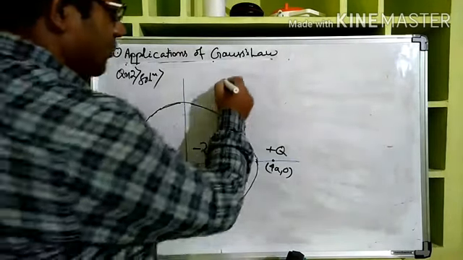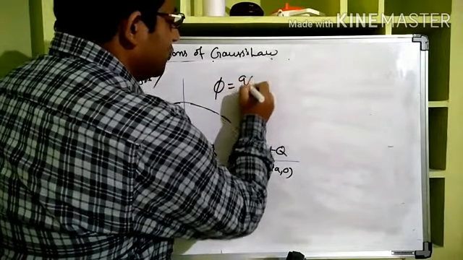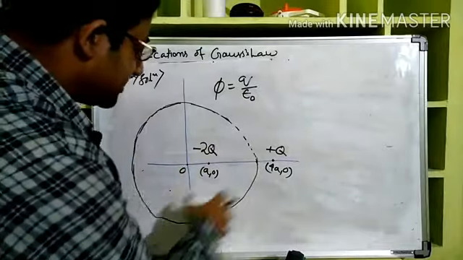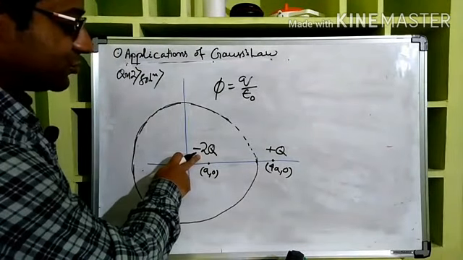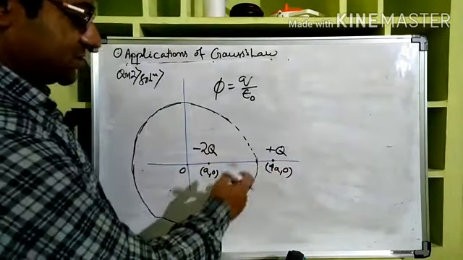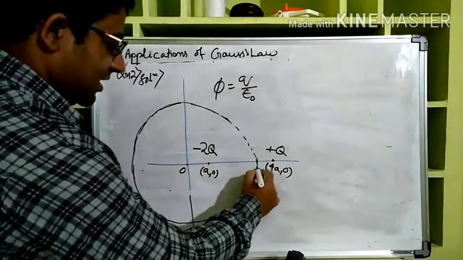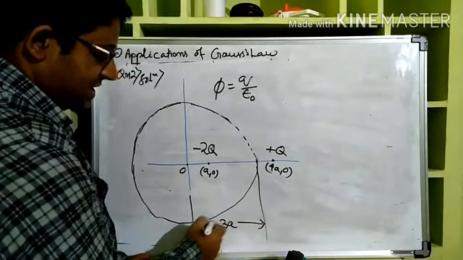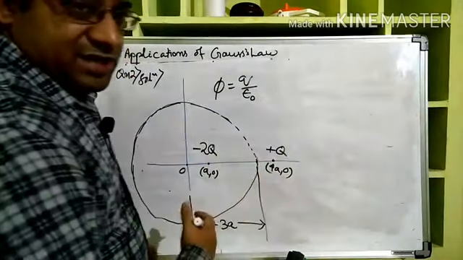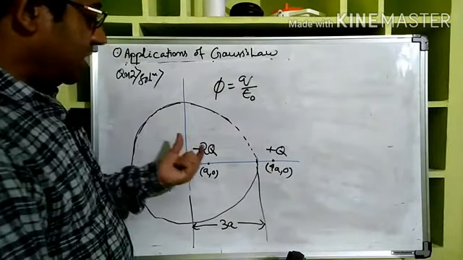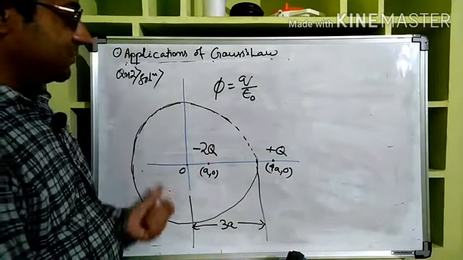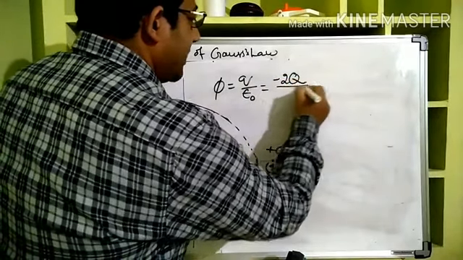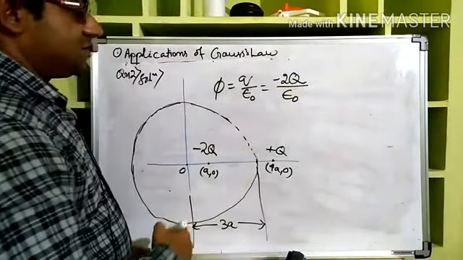It's very simple. What is electric flux? Phi is equal to q by epsilon naught, where q is the charge enclosed in the surface. Now in the surface, how much charge is enclosed? Only minus 2q charge is there, right? This plus q is outside. The radius is 3a, as given in the question, so this plus q lies outside it. We are not concerned with that. Only minus 2q charge is included in the sphere. That's why the answer is minus 2q divided by epsilon naught.